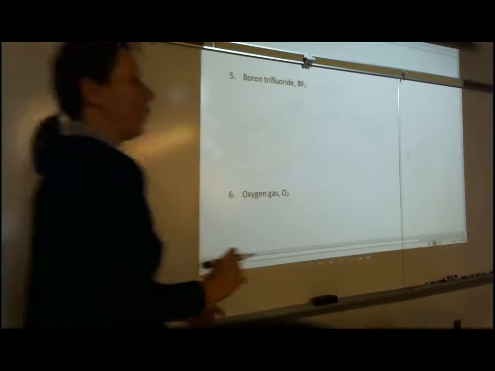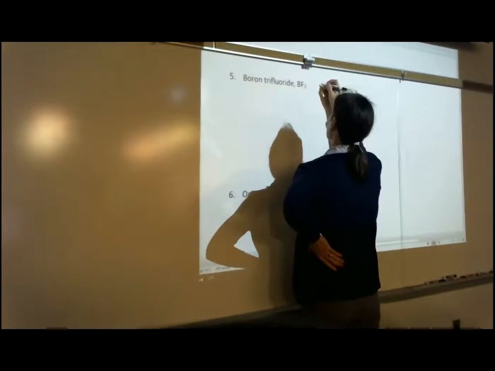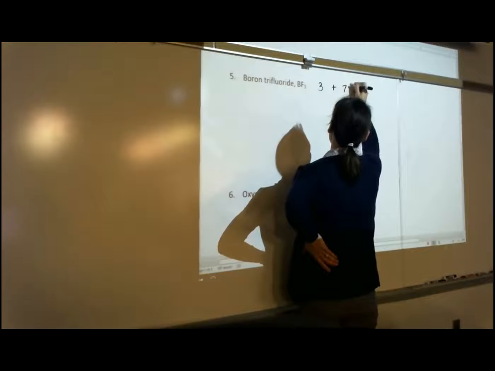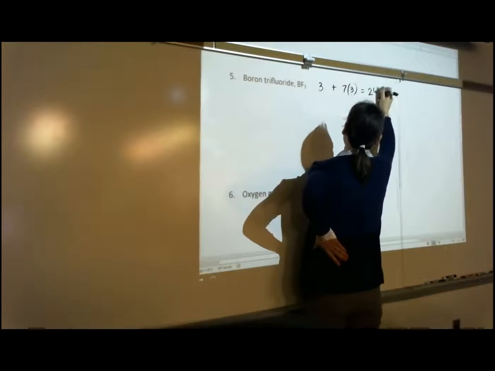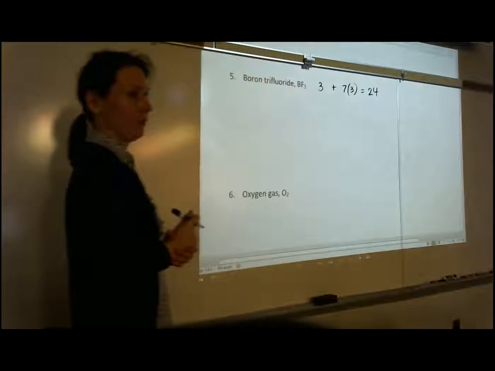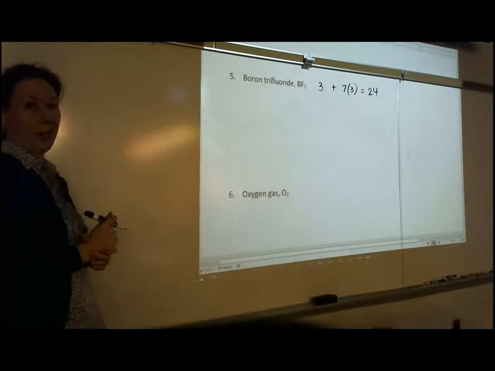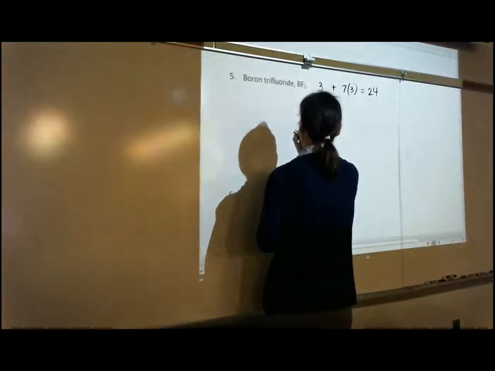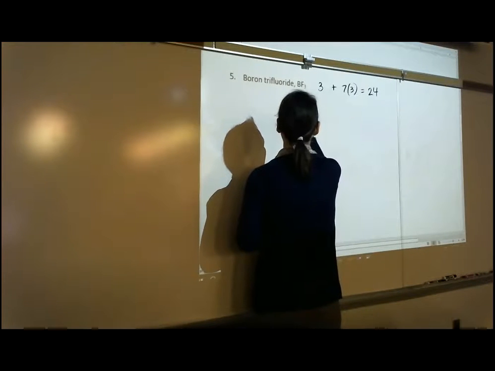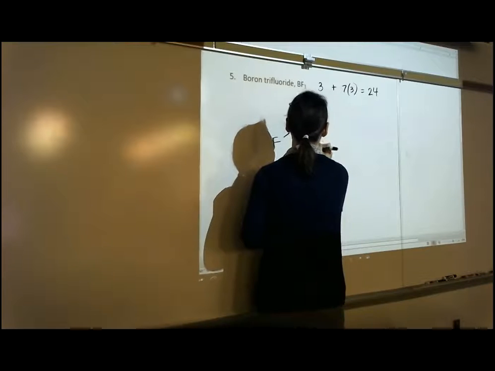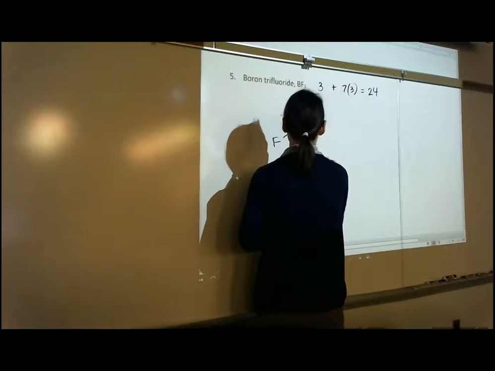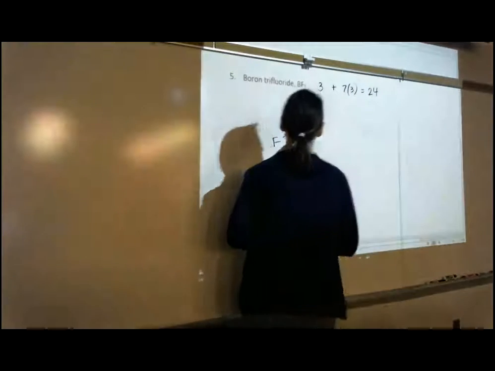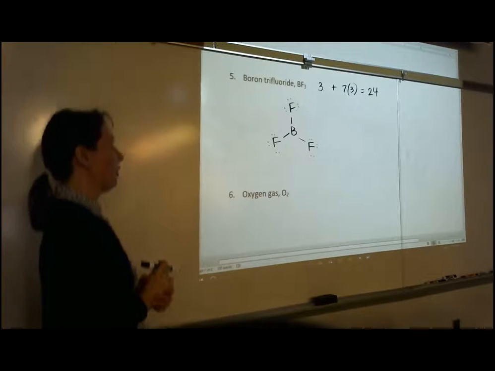All right, BF3. So boron has how many valence electrons? 3. And each fluorine has how many? 7. So that's 24 valence electrons. Who goes in the middle? Boron, right? Is fluorine ever going to be in the middle? Not if you can avoid it, right? Fluorine's very electronegative. It's not going to be your central atom. So B, F, F, F, 2, 4, 6, 8, 10, 12, 14, 16, 18, 20, 22, 24. There we go.